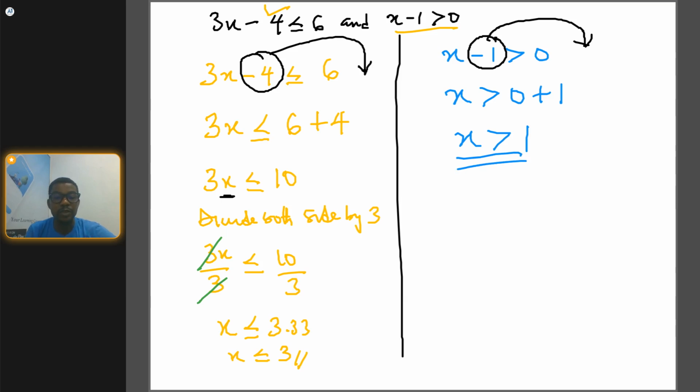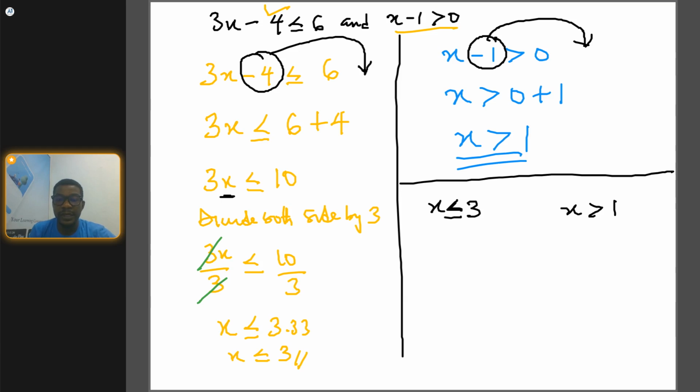The last thing to do is to bring the two responses together and have it as a range. So the first one we solved, we got x is less than or equal to 3. And we have x is greater than 1. Now we want to have it as just a single range. When I say a single range, I mean something of this nature: a is less than x, less than b. This is what we call a combined range.